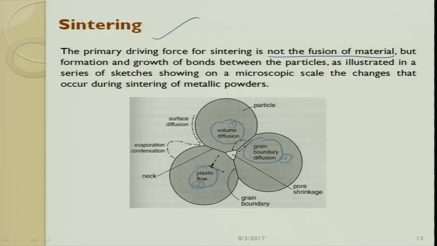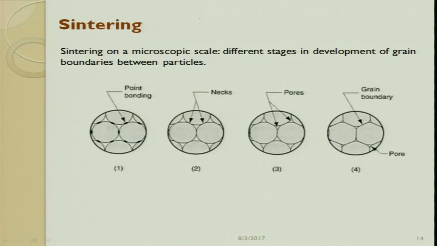And if all these things are metal, the mechanism is going to be easy. If you have one particle as ceramic and the other two as metal, then the strategy has to be different. So these are the different stages in which the grain boundary grows.